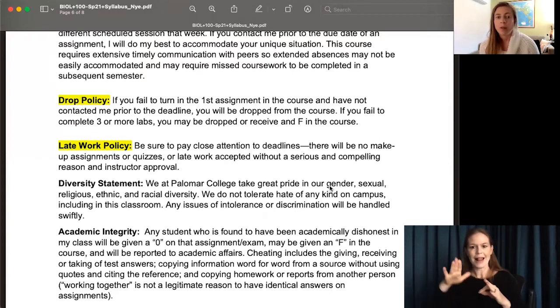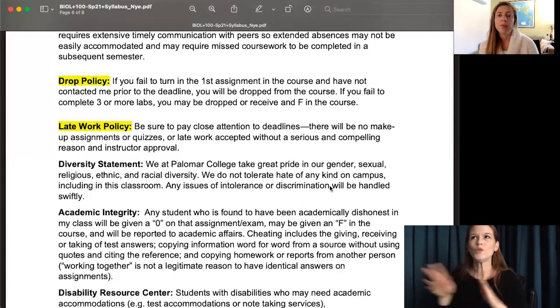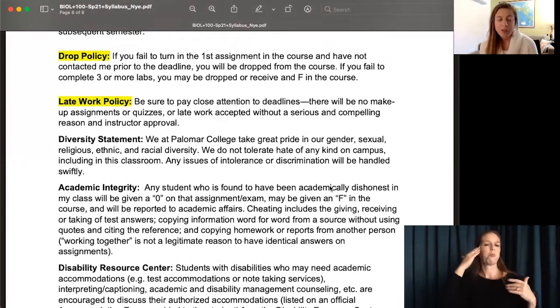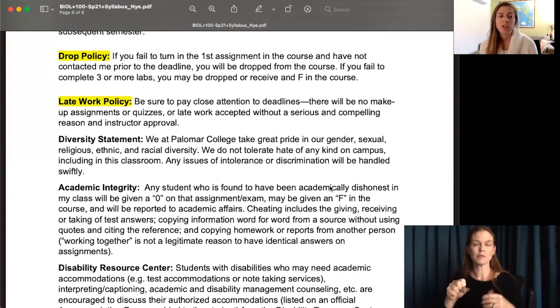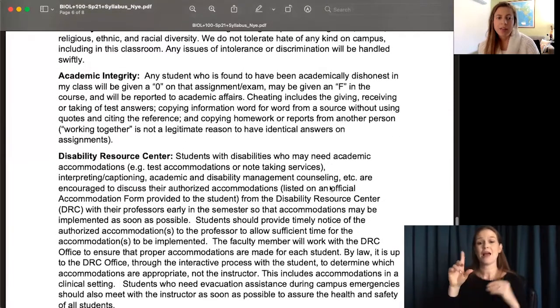Again, something that you want to be aware of. These are things that you might not think that you need to know until something comes up. So just having awareness of them will really help you to be set up to be successful in the course. This syllabus is a very thorough syllabus. So he goes into other information, like he talks about a diversity statement, academic integrity.